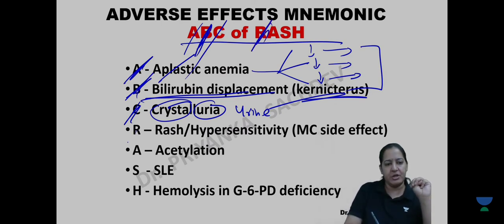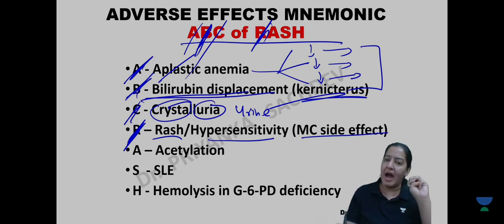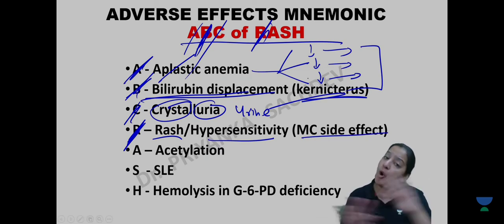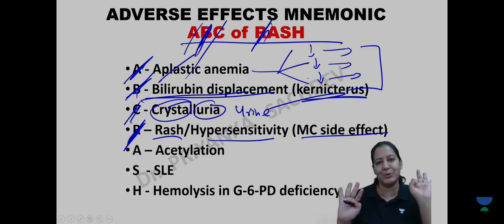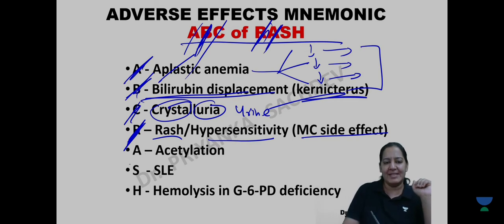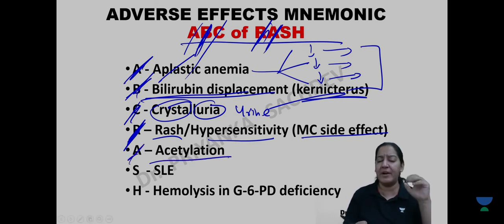R for rash. You know R for rash. Rash means hypersensitivity. So it is the most common side effect. Hypersensitivity is a side effect of by default all antibiotics. और कोई एडवर्स इफेक्ट आए ना आए, हाइपर सेंसिटिविटी तो सबसे होता है, एलर्जी तो सबसे होता है, रैश तो सबसे होता है, राइट? One of the side effects. A is for acetylation. Acetylation is not a side effect but an important point.